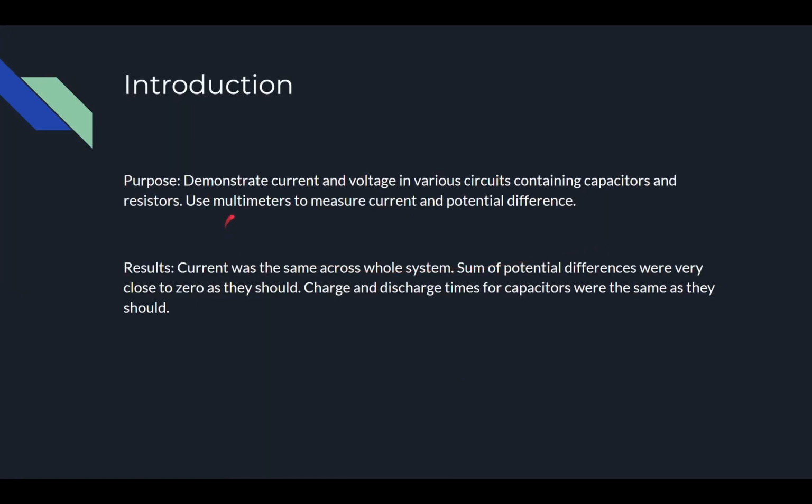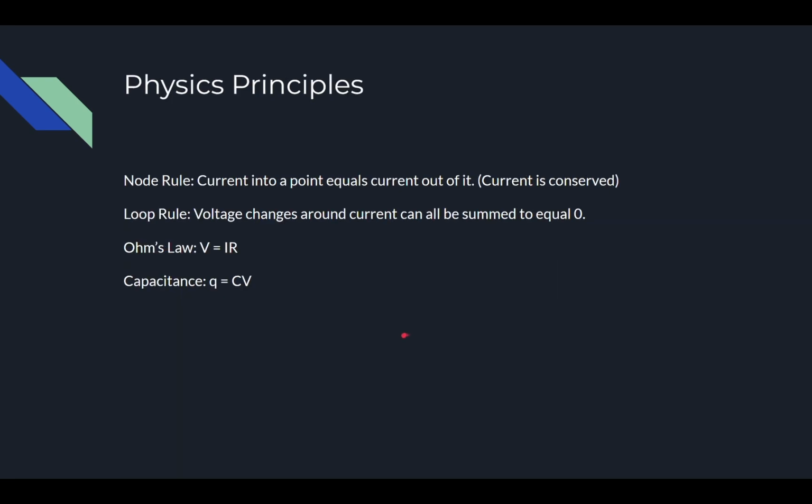The purpose of this lab was to demonstrate the current and voltage in various circuits containing capacitors and resistors, and we used multimeters to measure the current and potential difference. The results were that the current was the same across the whole system, which makes sense. The sum of potential differences was very close to zero, as it should be, and the charge and discharge times for capacitors were the same, as they should be, obviously proportional to how much the resistance was.